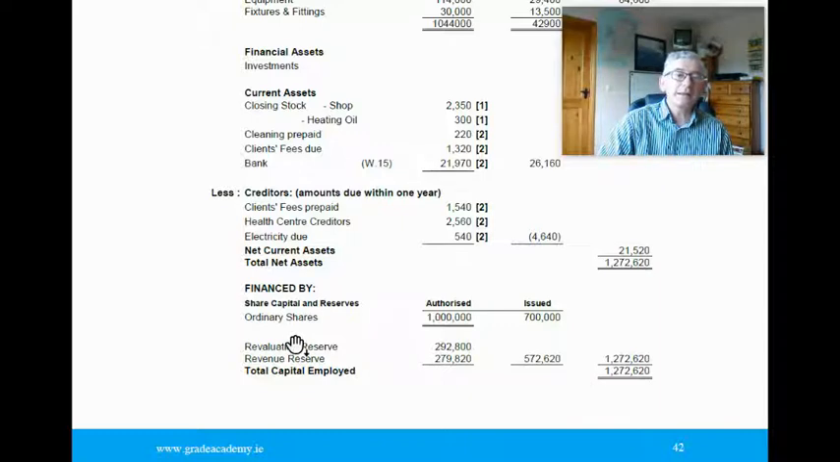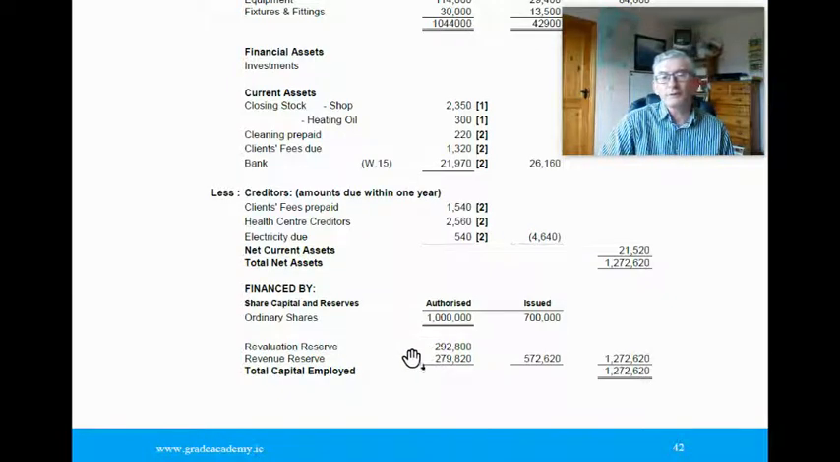Now, one little area where students lose marks, and this is just a whim of the examiner, really, she always insists that the revenue reserve must always be the last reserve that goes in. In other words, if you had the revaluation reserve after the revenue reserve, you would be penalised a mark. Just something to watch out for.